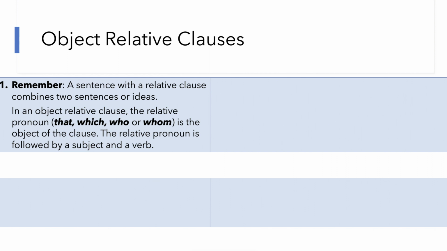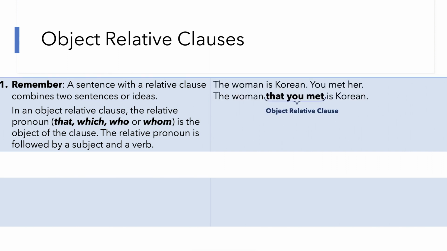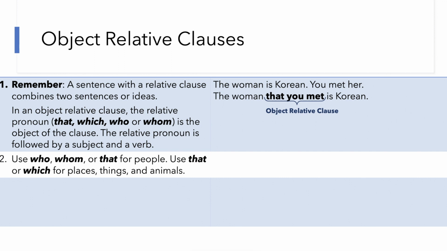For example, we can say, the woman is Korean, you met her. Or we can say, the woman that you met is Korean. That you met is the object relative clause because it tells you which woman is Korean. The main clause here is the woman is Korean. By adding the relative clause, you're describing which woman we're talking about. Does that make sense?